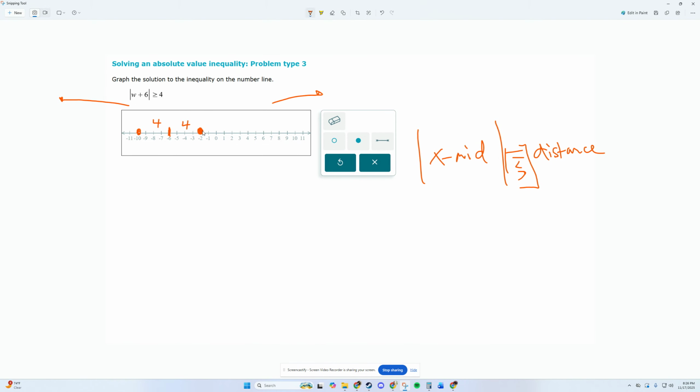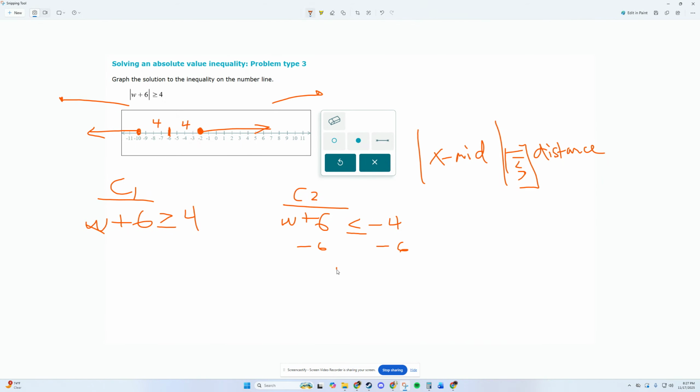And we want things that are more than 4 away. Oh, it can be exactly 4 away, but it also can be more than that. So remember, when in doubt, case 1, case 2, we just follow it exactly as is, greater than or equal to 4. W plus 6. I want to make this -4, but then I need to switch the sign. -6, -6. W is less than or equal to -10. That's what we have. -6, -6. W is greater than or equal to -2. That's what we have. Okay, so this one's a great one to do.